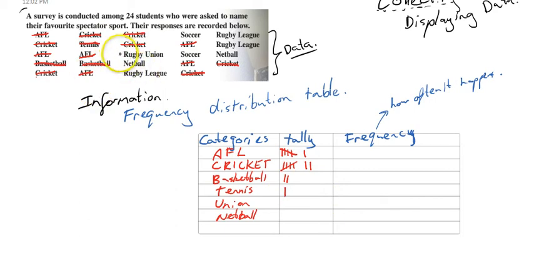Union. Okay, careful. 1 rugby union. That's it? Okay, 1 rugby union. There's a netball here. That's 1 netball. And another netball here, so that's 2 netballs. And finally, rugby league. 1, 2, 3 of them. And soccer, 2 of them.